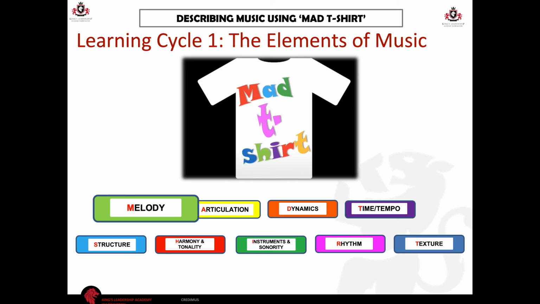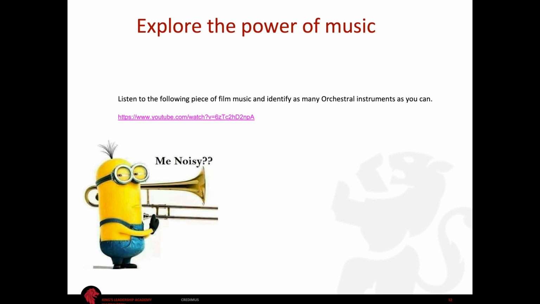I'm going to leave you with this link to Exploring the Power of Music. And I want you to listen to the following piece of film music and identify as many orchestral instruments as you can. Orchestral instruments are things like the string family, violins, violas, cellos, the brass family, percussion family, and the woodwind family.